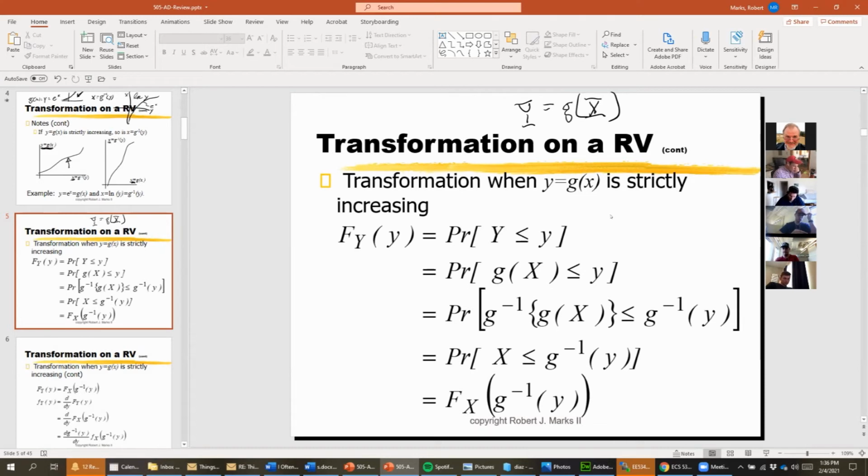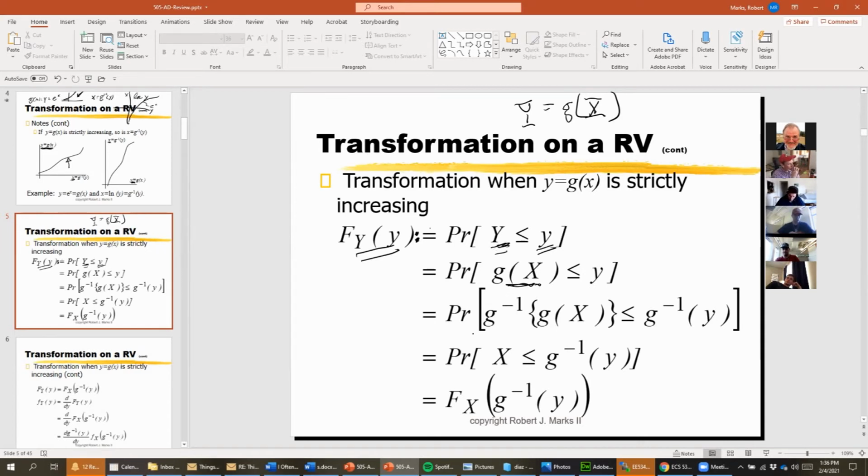And we go back to the fundamentals. We go to the distribution of y. That's equal to the probability that y is less than or equal to x. This is by definition. So there's some mathematicians that like to put a little colon before the equal sign to mean it's equal to this by definition, right? But this is the same as the probability that g of x is less than or equal to y, because y is equal to g of x, right?